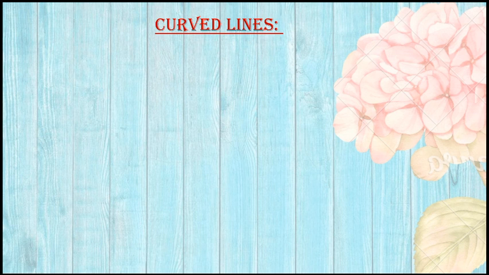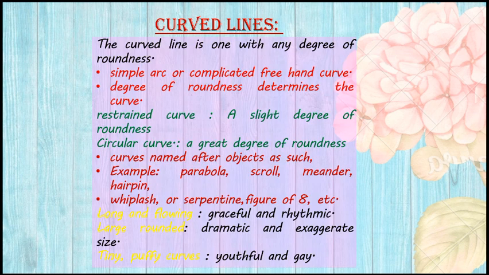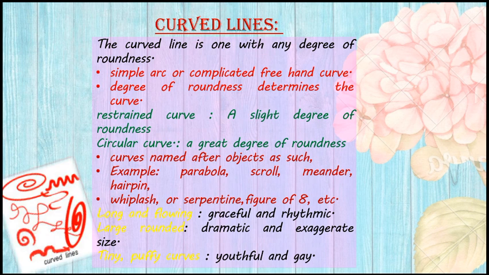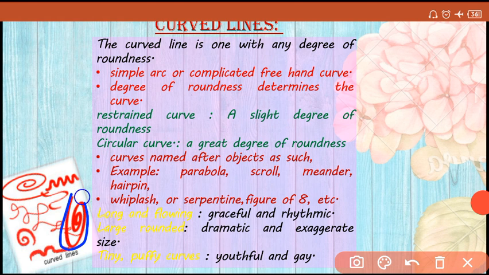The curved lines. The curved line is the one which has any degree of roundness. It could be a simple arc, कॉम्प्लिकेटेड फ्री हैंड ड्राइंग, कुछ भी हो सकता है, बहुत तरह के कर्व्स हो सकते हैं. They could be simple curves, जैसे इसमें आप देखो इस डायग्राम में there are so many types of curves. रिस्ट्रेंट कर्व होता है जिसमें you have slight degree of roundness, and a circular curve is where the roundness is too much. जैसे this is a circular curve and this is a restraint curve.